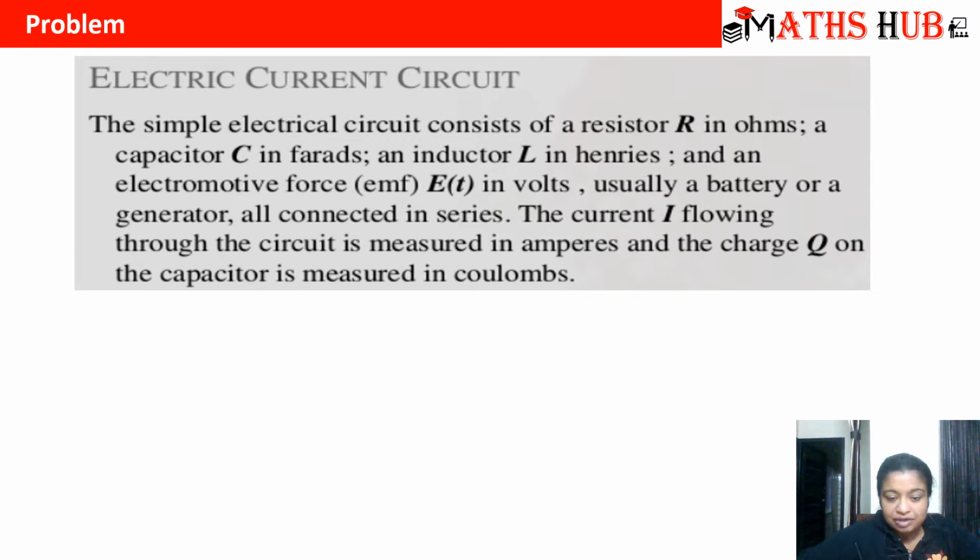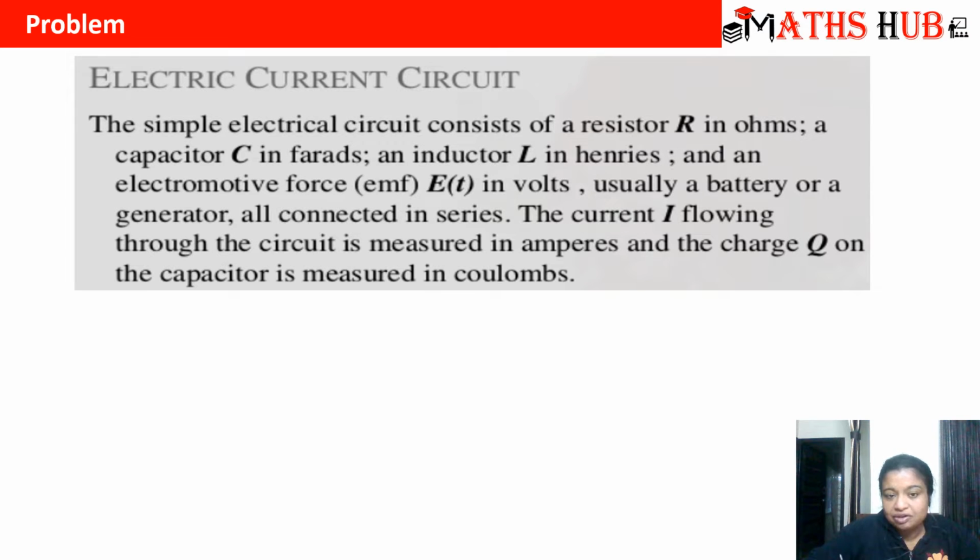In any electrical circuit, what happens? It consists of a resistor R, whose units are in ohms. It consists of a capacitor C, whose units are in farads, and an inductor L, whose units are in henries. And there is a total electromotive force in volts, which is usually a battery or a generator, which is connected all in series, right? What else is in that circuit? A current I is flowing through that circuit and it is measured in amperes, and the charge Q on the capacitor is measured in coulombs, right?